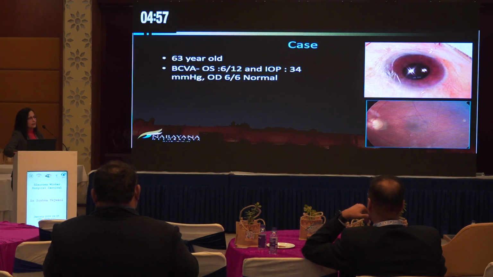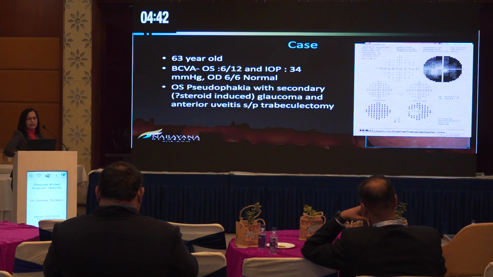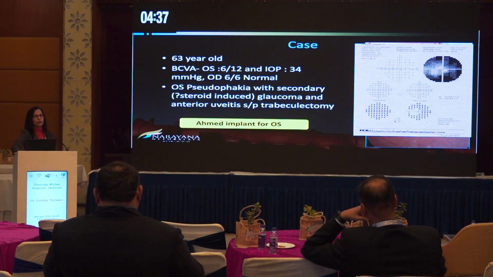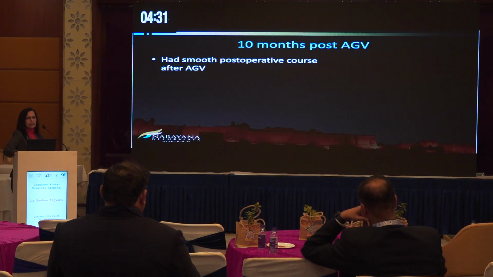Another case, operated by me, a 63-year-old, had undergone a complex cataract surgery elsewhere, and the lens was in the sulcus. The visual acuity was 6/12 and the fields were like this. He had undergone trab somewhere and it had failed. So the only option left to me was to do a shunt, and I do prefer a non-valved shunt. So I did an AGV for him, and the patient did pretty well as expected.